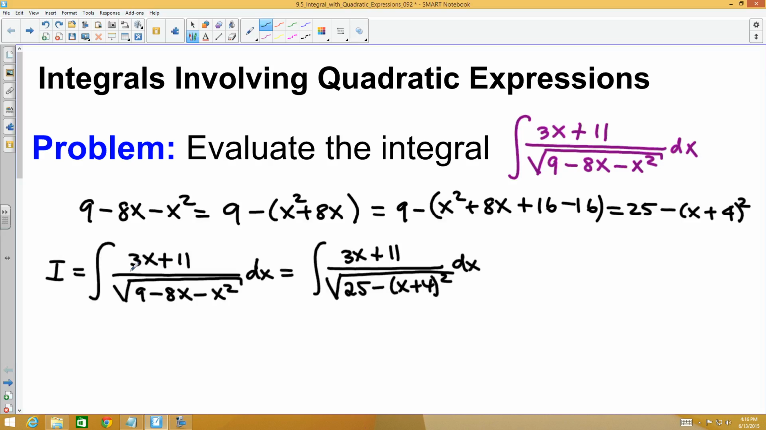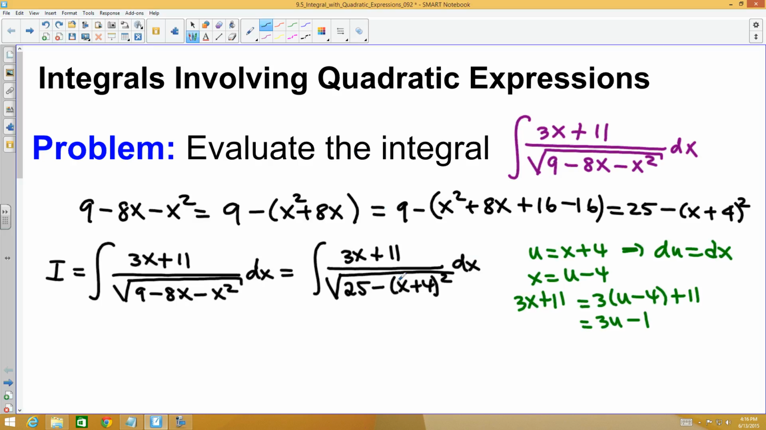The integral then becomes the following. So we have 3x plus 11 divided by the square root of 25 minus x plus 4 squared. And the other thing is set the quantity that is squared under the denominator to be u. So du is dx. And if you solve for x, in order to know what 3x plus 11 will be, it's x equal u minus 4. And so 3x plus 11 is 3 times u minus 4 plus 11. So that is 3u minus 1. Now you can write the numerator like this and the denominator with u, and dx is du.